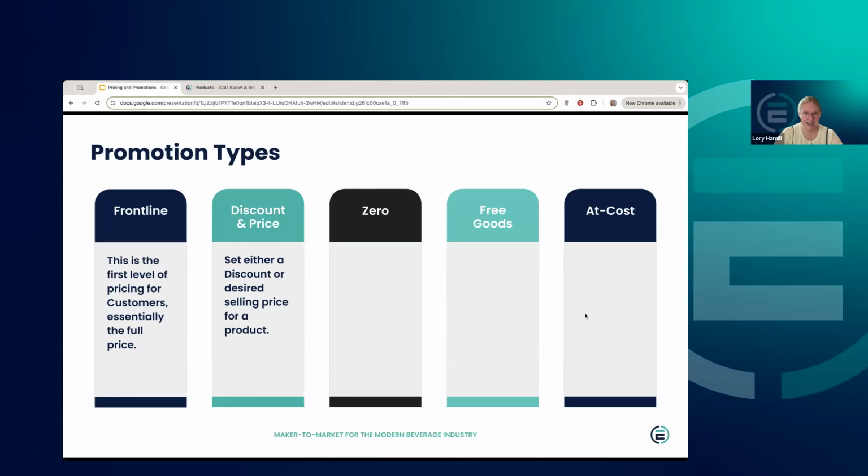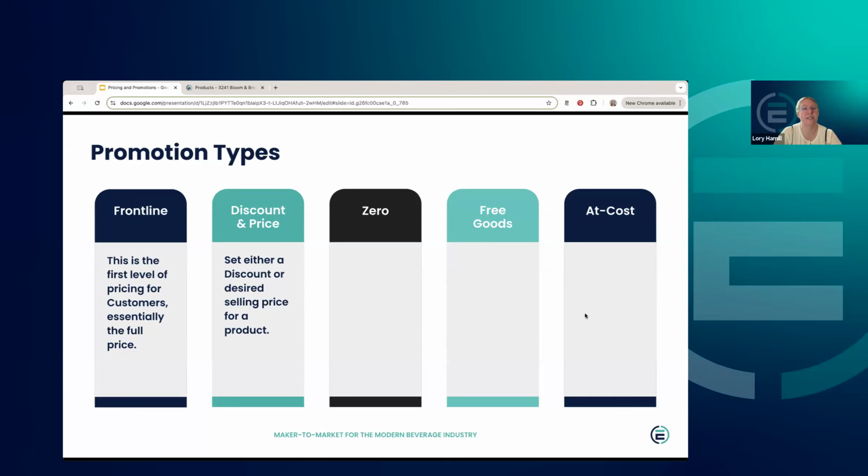So when I set a discount, say I'm setting a $2 discount on a product, I'm taking that $2 off of the frontline. But if I set a price, I am setting a different price than the frontline that I've set up. So if my product is $20 and I offer a $2 discount, I would put $2 on my discount promotion. But if I wanted it to be $18, it ends up being the same as if I took a $2 discount off of a frontline, but that price is then set at $18.